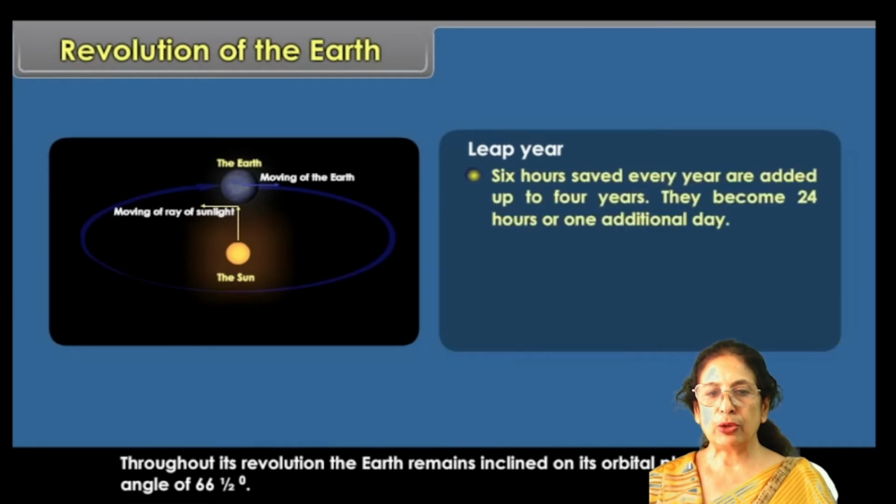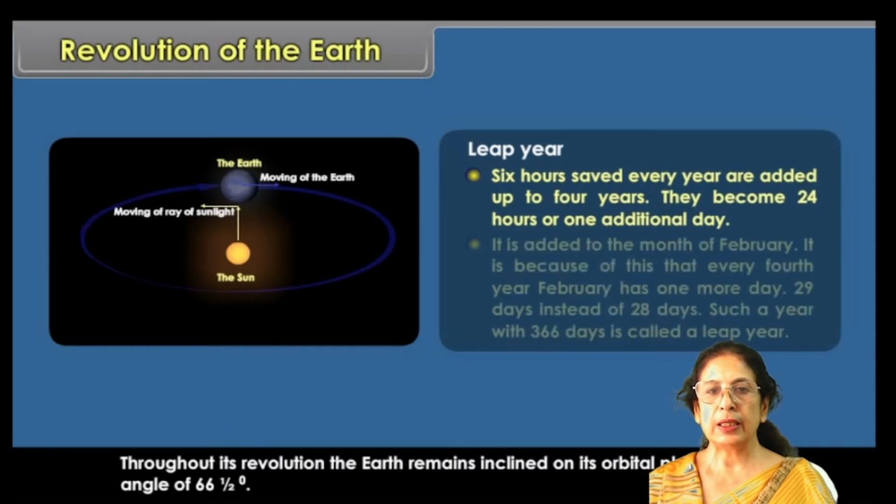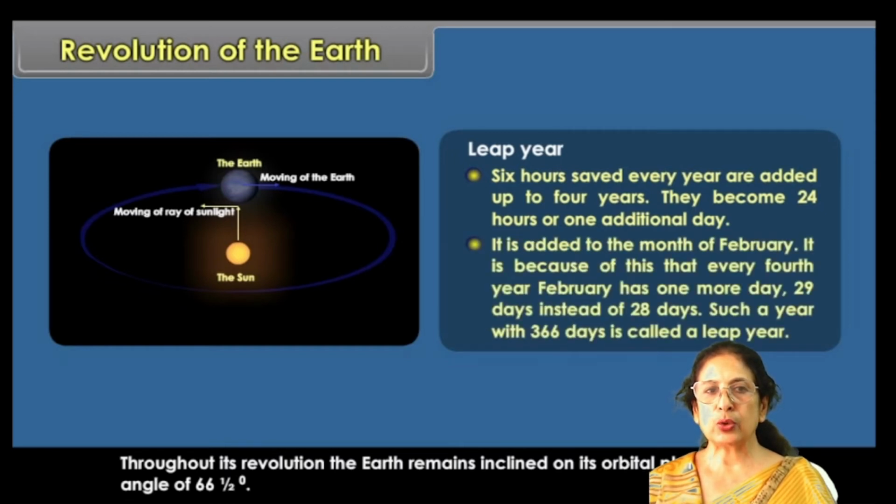The 6 hours saved every year are added up to 4 years. They become 24 hours or 1 additional day. It is added to the month of February. It is because of this that every 4th year, February has 1 more day, 29 days instead of 28 days. Such a year with 366 days is called a leap year.